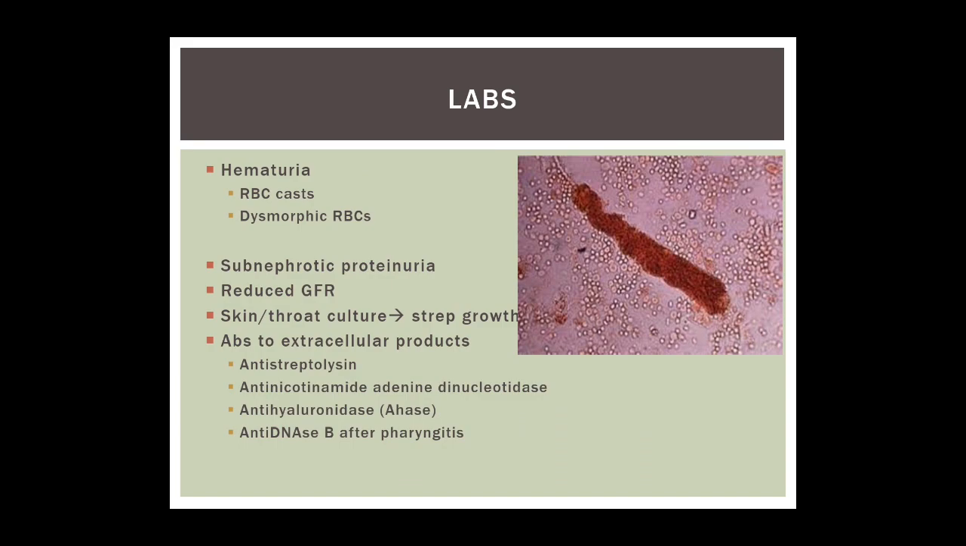You're going to find dysmorphic RBCs, RBC casts, and sometimes RBCs themselves. You're going to have a subnephrotic proteinuria that is less than 3 grams per day, and a reduced GFR based on the creatinine, on the MDRD calculation of the glomerular filtration rate.